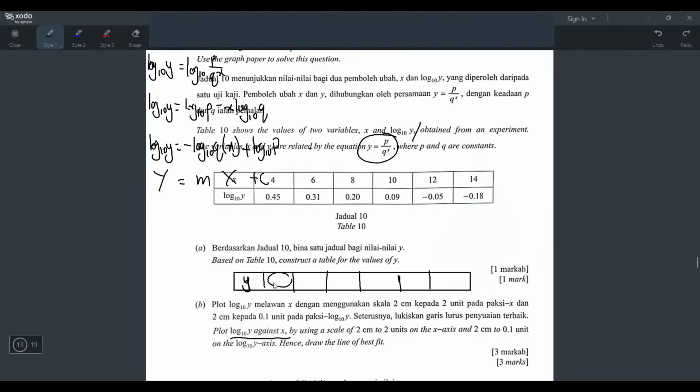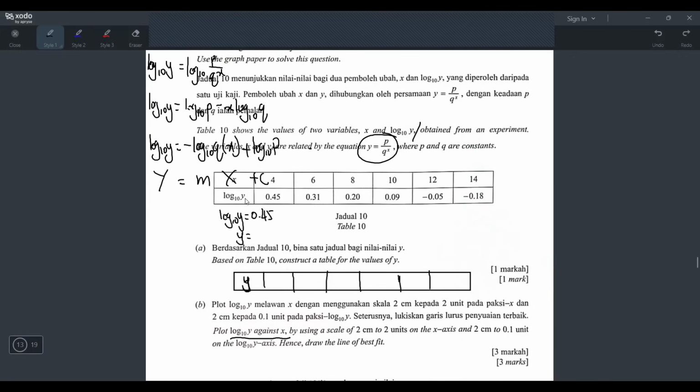Okay, how to get the first value? Some students will tell me, oh sir, just press log 0.45 and then write it here. No, it's wrong. You cannot press log 0.45 because this 0.45 is actually the log y. So to get y, you have to press shift log 0.45.